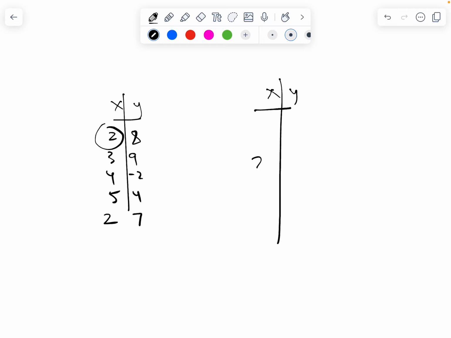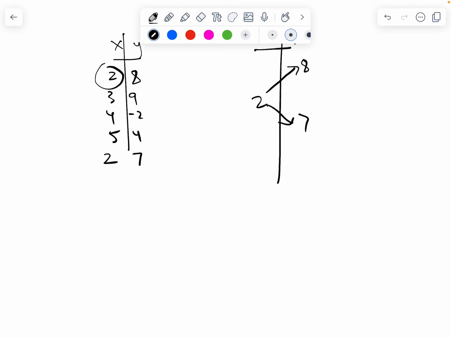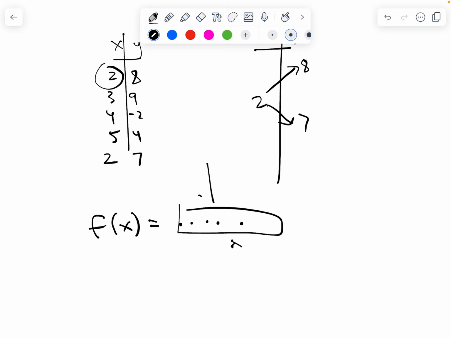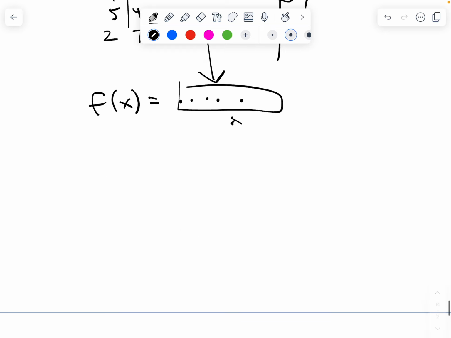If I have 2 and it's giving me 8 and it's giving me 7, that is not a function. And the reason why it's not a function is because you can't write it as f of x equals some kind of expression involving x. You just cannot write it that way because x goes into the machine and somehow it produces two different y values.